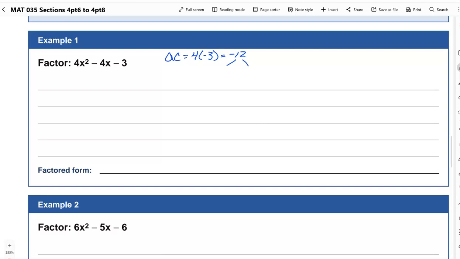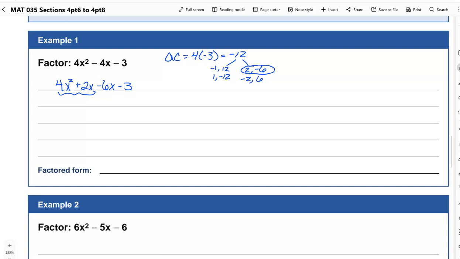I'm going to think about my combinations. So -1, 12, 1 and -12, 2, -6, -2 and 6. And see, I already found the one that's going to give me the -4. That's going to be the 2 and the -6. So I'm going to do my rewrite. 4x squared plus 2x minus 6x minus 3. So its middle gives me that -4.